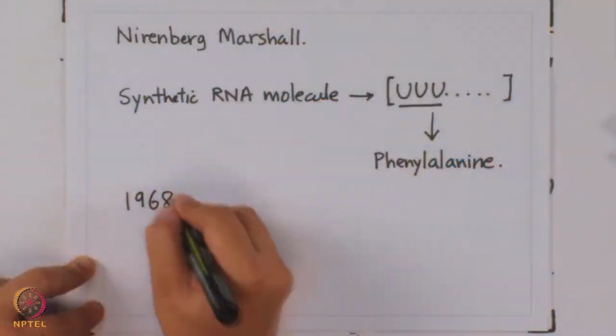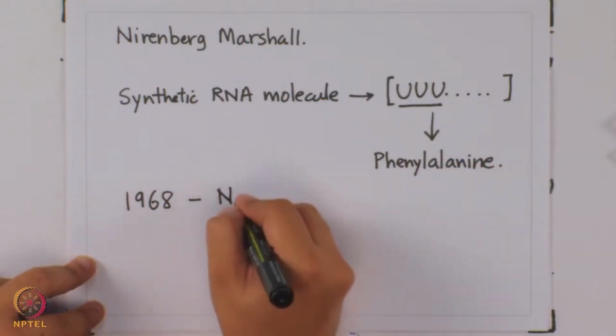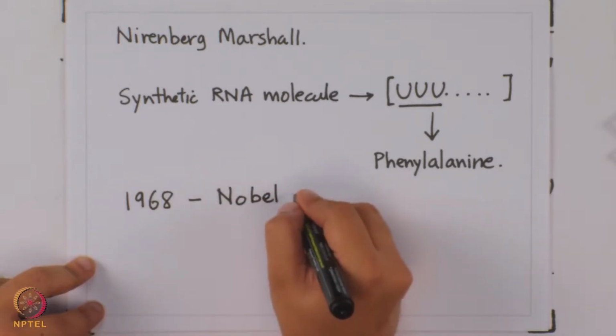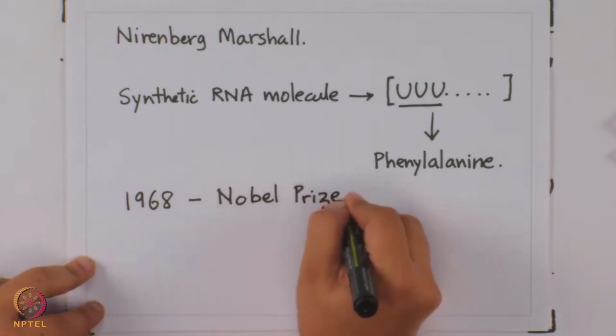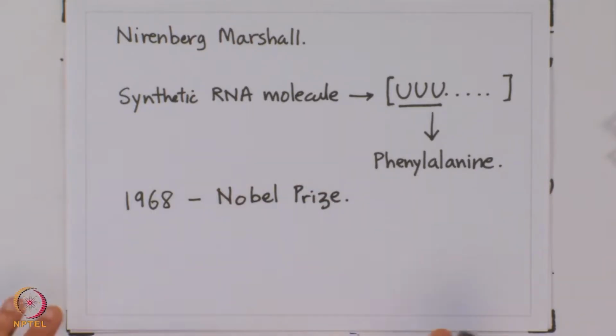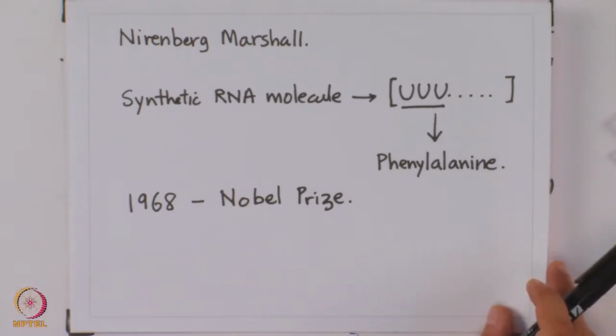And this triggered the race among people in the world. This was in 1961, and this was just one of the nucleotide triplets. There were many other codons whose correspondence was yet to be figured out, and this triggered a race among people around the world trying to figure out this association between codons and amino acids. And eventually for this work Marshall in 1968 received the Nobel Prize along with Hargobind Khorana. All right, so that's the backdrop for how the genetic code came to be discovered.